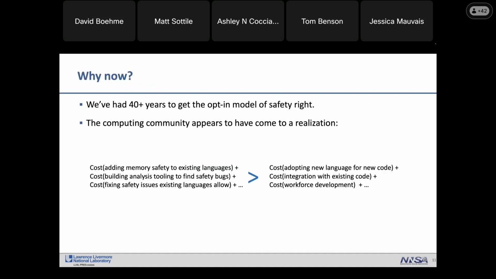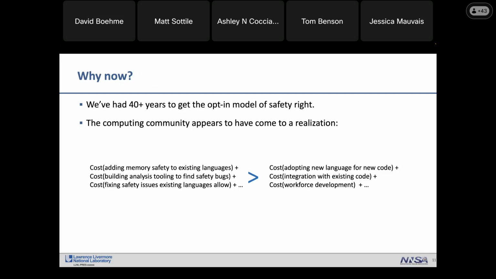So why is it that, like I said, when I first learned C and C++, we knew about some of these things, but we didn't really hear about memory safe languages all that much. It's only in the last few years that they've really ramped up. And I'd argue that we've had a long time to get the opt-in model of safety right, and it's arguably not going very well.